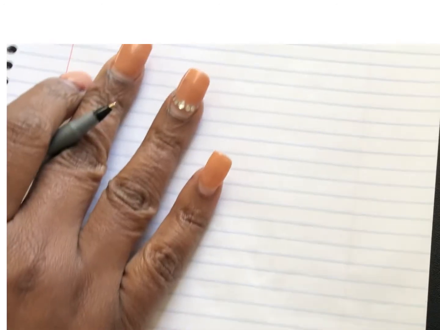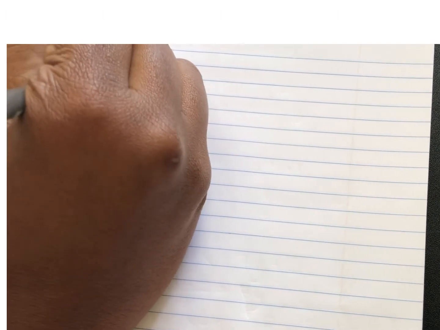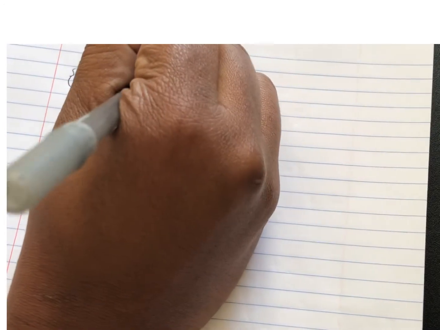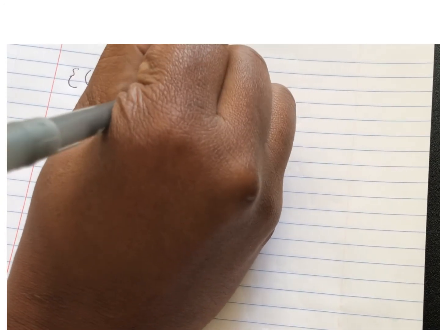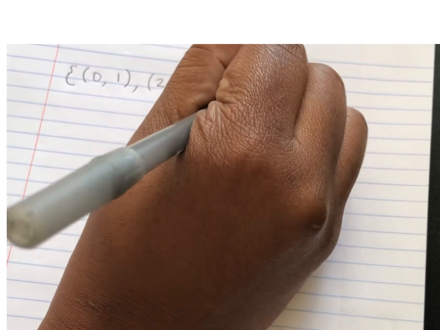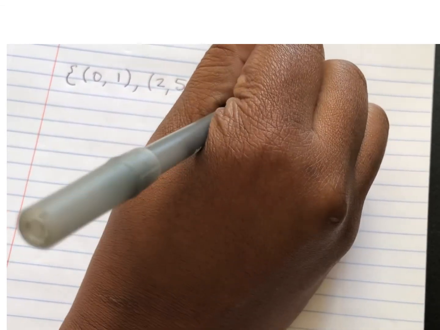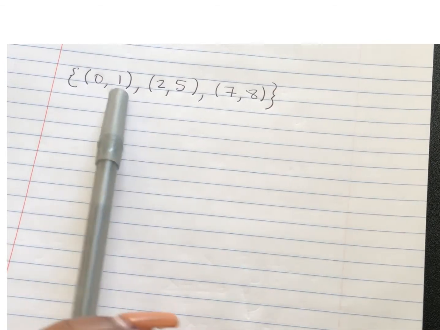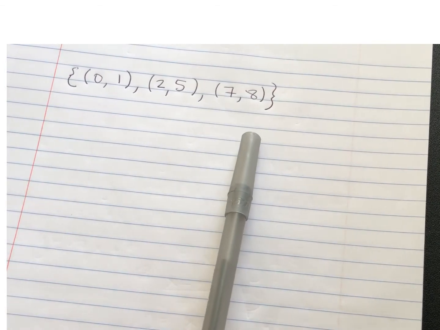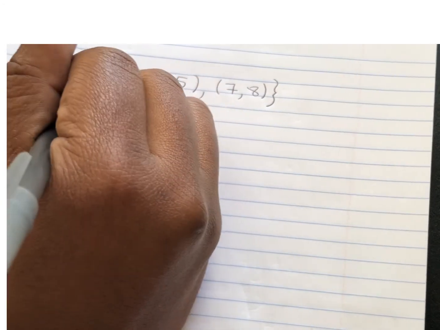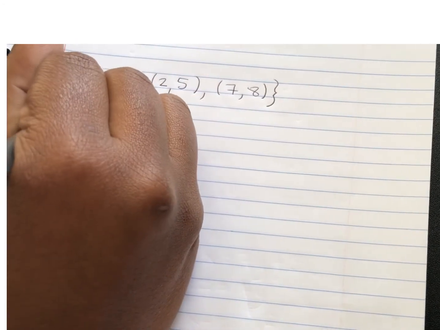If I have a function that has the ordered pairs (0, 1), (2, 5), (7, 8), and I wanted to find this ordered pair inverse, what we are going to do is interchange x and y values, okay?